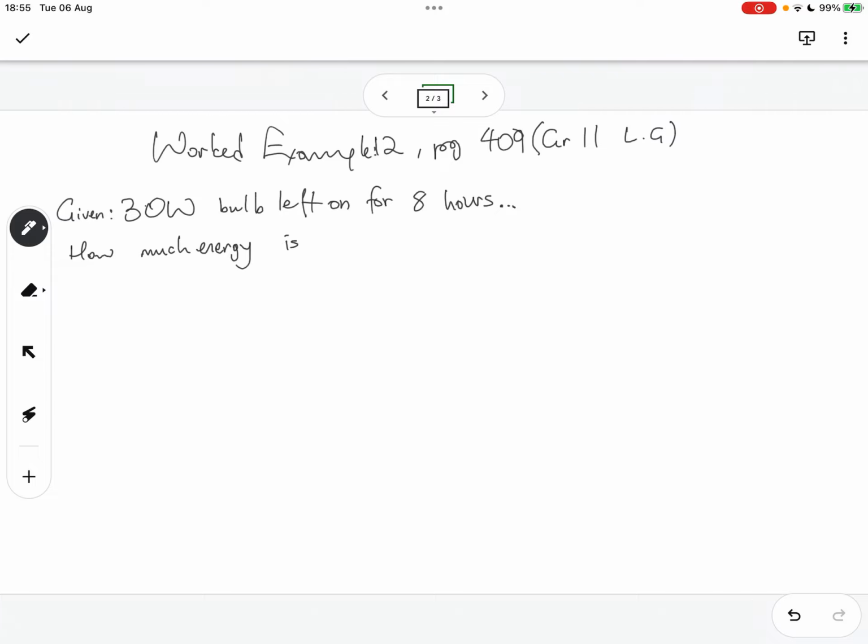So how much energy is, I'll just put it in inverted commas, wasted. So we know that 8 hours is how many seconds? Seconds. Yeah.